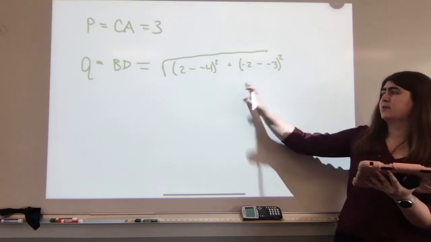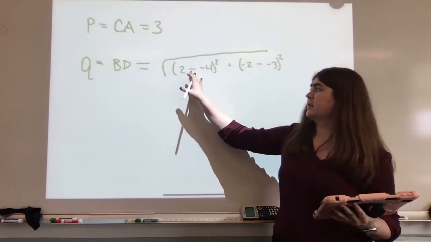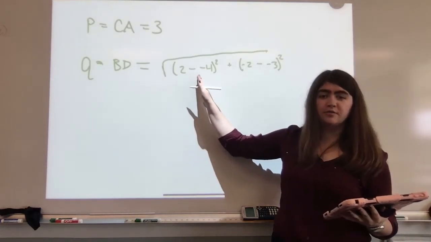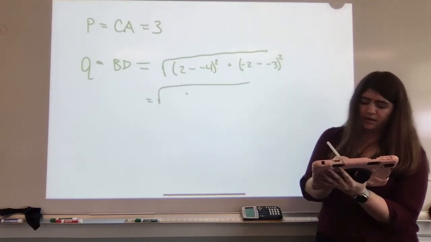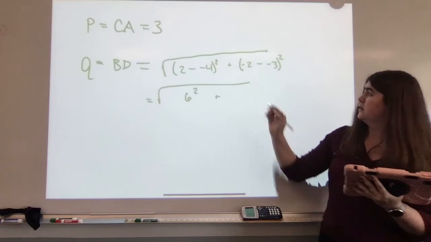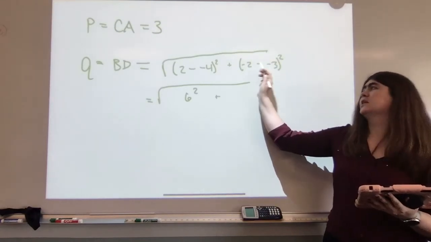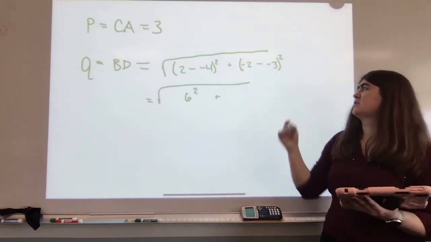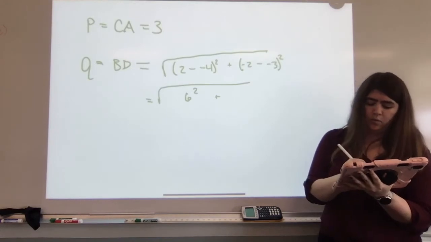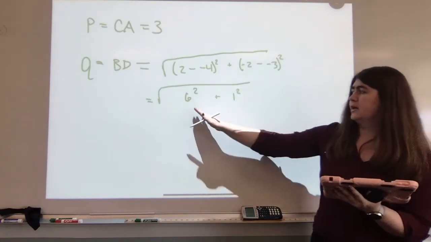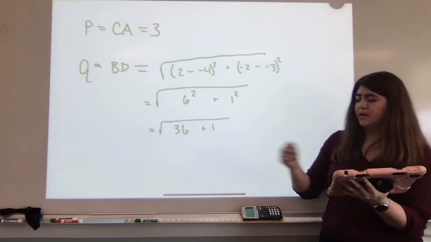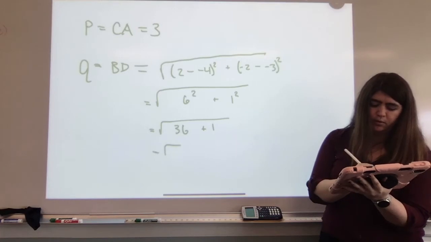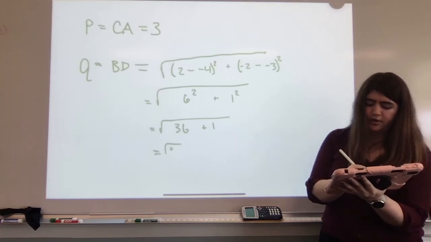Now we're going to simplify that. 2 minus -4 is really 2 plus 4. So under my square root, I have 6 squared plus -2 minus -3, which is really -2 plus 3, that is just 1. So I have 1 squared. 6 squared is 36, plus 1 squared is just 1. That means I'm working with the square root of 37.